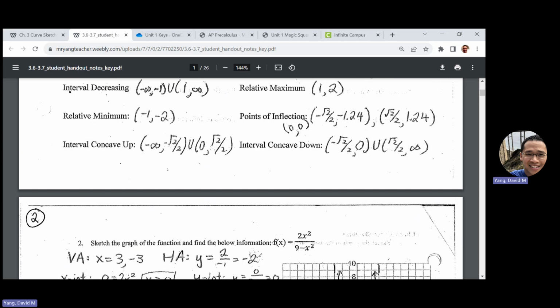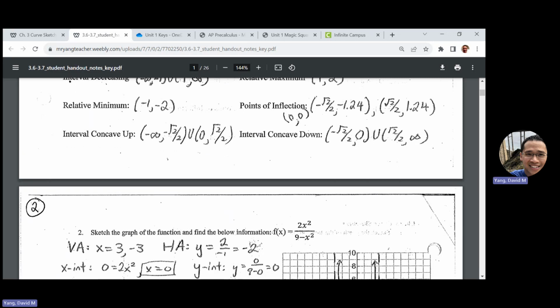Do we have an x-intercept here? Yes. The numerator equal to 0, 2x squared equal to 0, x is 0. Do we have a y-intercept here? Replace x with 0, 0 over 9, so it's 0.